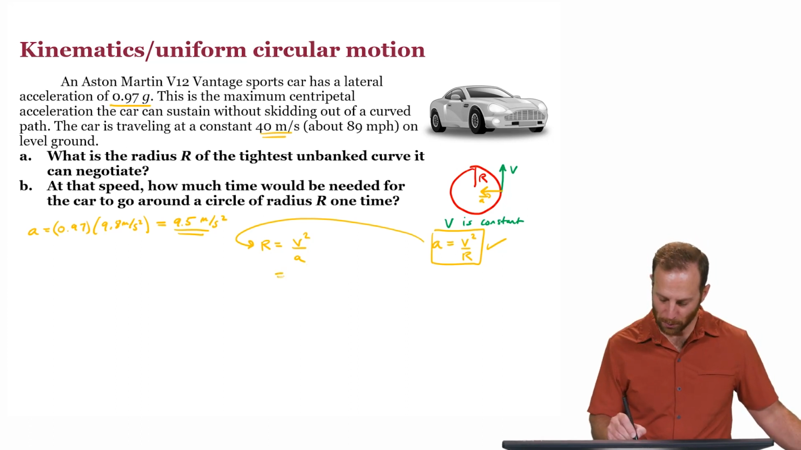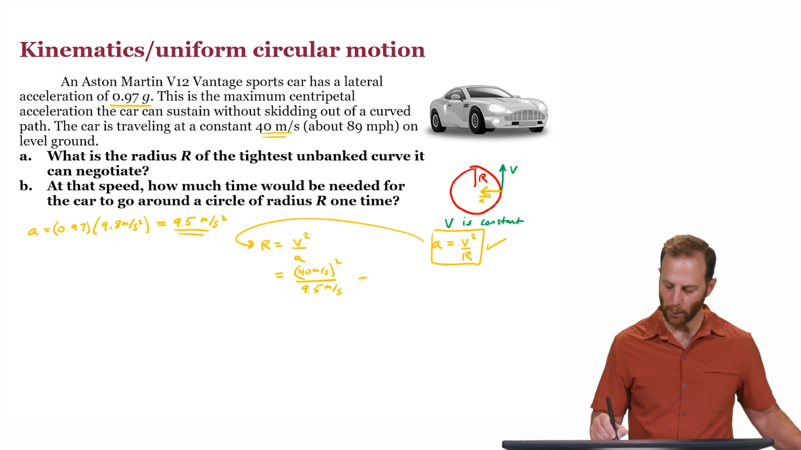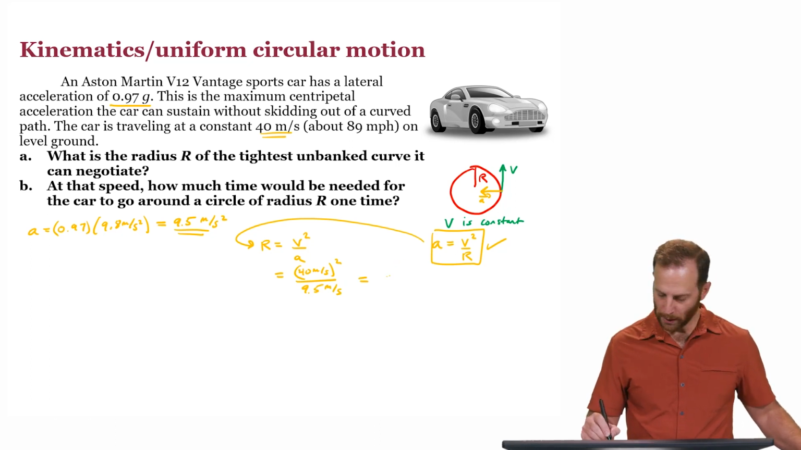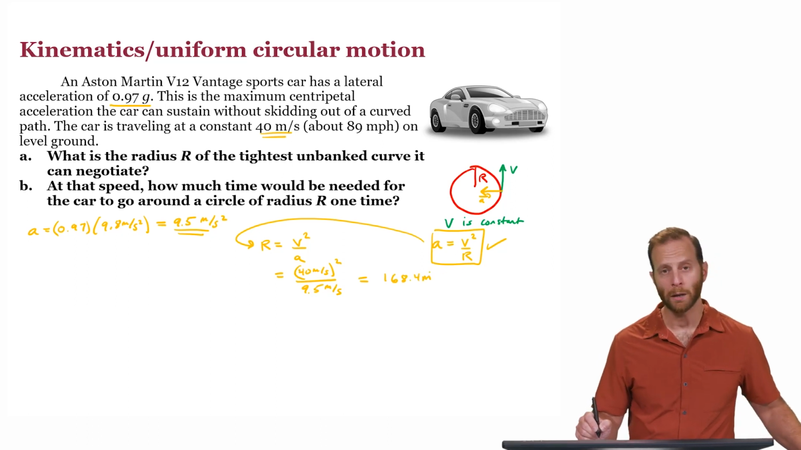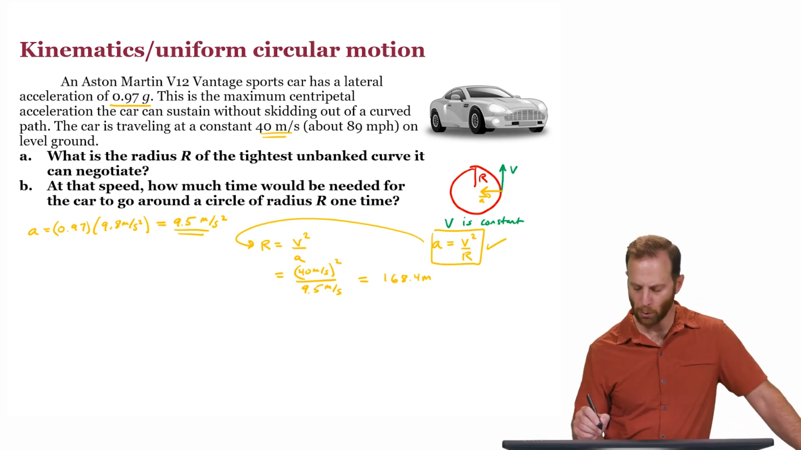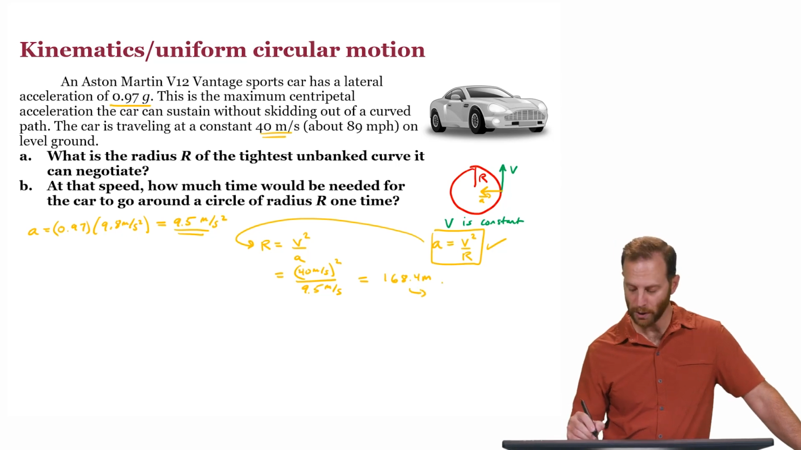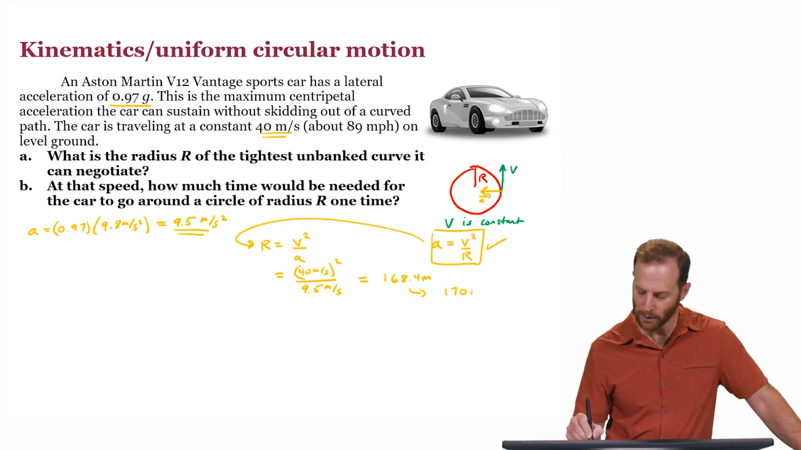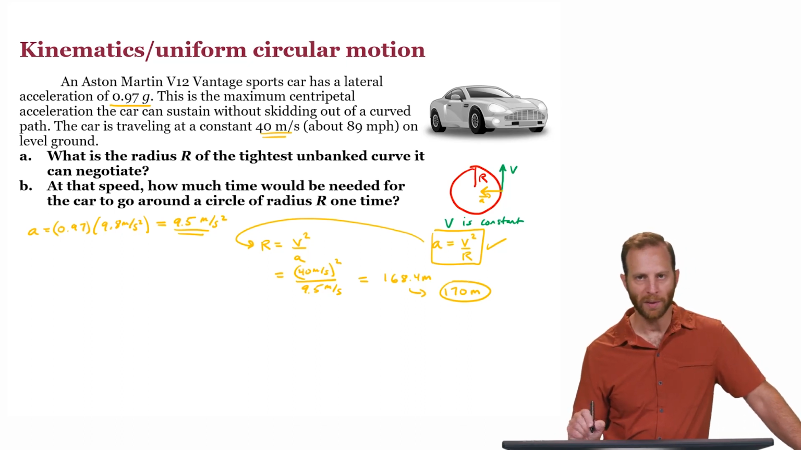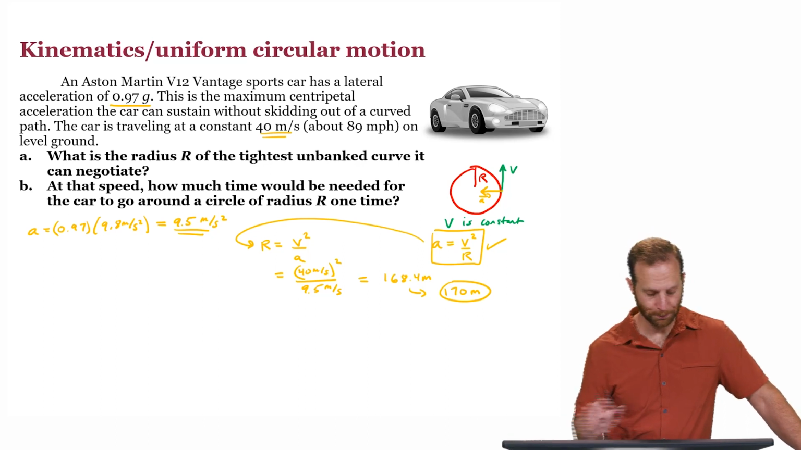So let's put in the values that we have. 40 meters per second, squared, over the acceleration of 9.5 meters per second squared, and we determine, writing this out, 168.4 meters would be the radius. Now, this isn't the final answer that I'm going to record. I'm going to round this to 2 sig figs, and so I'll write this as 170 meters. It's important that we keep around that unrounded value as we work through the rest of the problem.